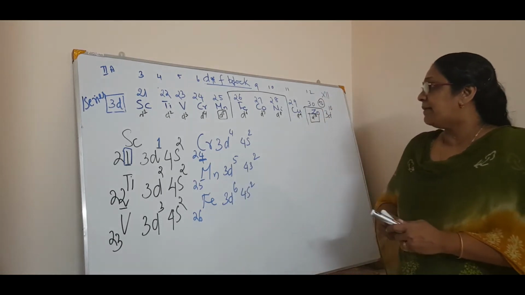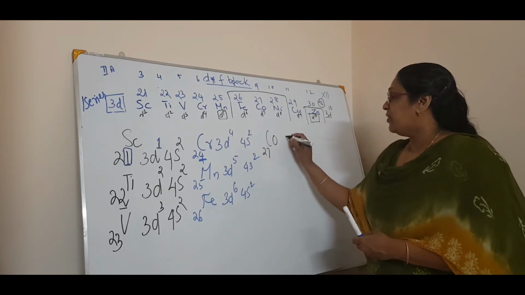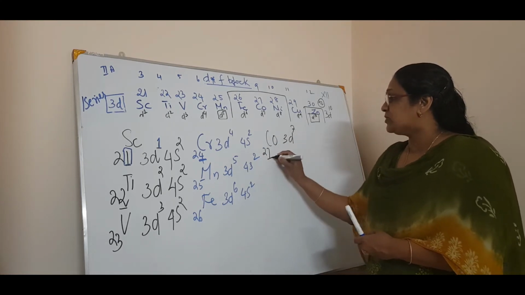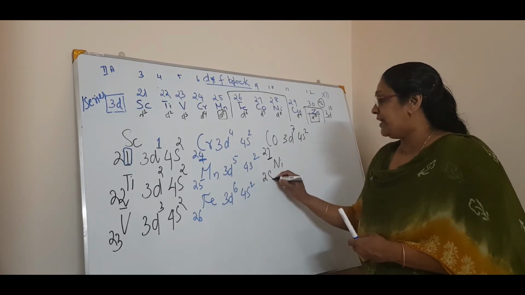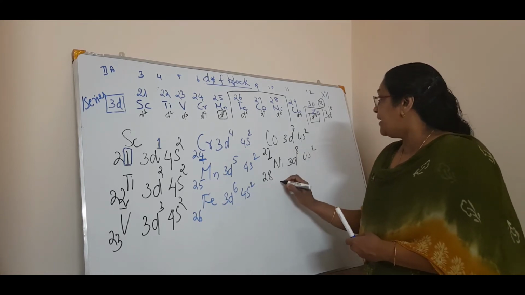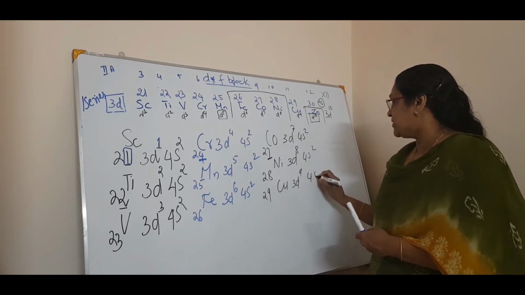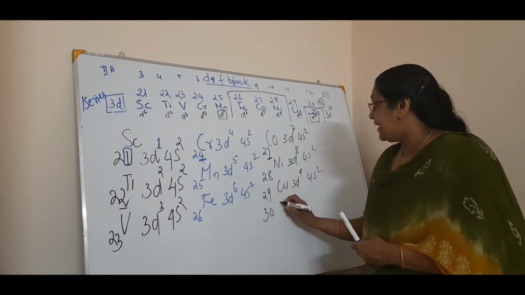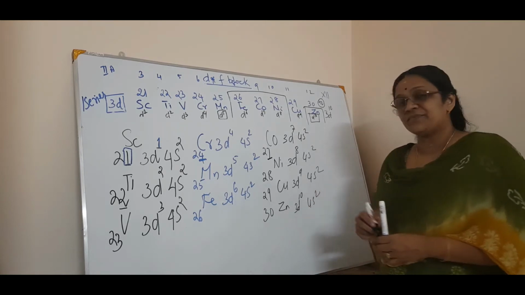Correct. Then coming to cobalt. What is cobalt? Cobalt is 27. You can write 3d7 because 27, 4s2. Nickel. What is it? 28. That is 3d8, 4s2. Then copper. That is 29. That is 3d9, 4s2. Am I right? Now 30. That is zinc. That is 3d10 and 4s2. Got it?